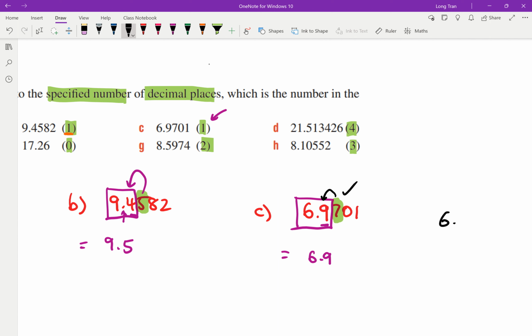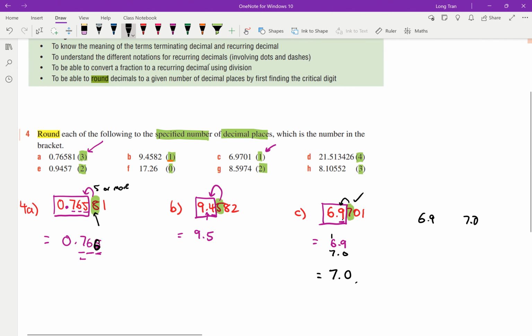Now 6.9, what's the next closest value? That's 7.0. You can see that by increasing the 9, it becomes 10, carry the 1, so that becomes 7.0. So your answer is actually 7.0. And yes, you should write the 0 because it said to round to 1 decimal place. If you just wrote 7, there is no 1 decimal place. So you have to write 7.0.